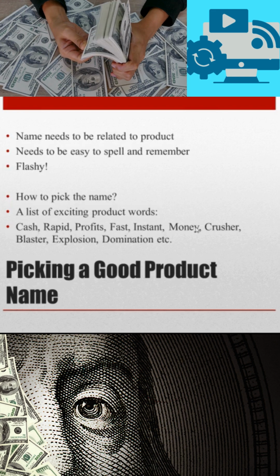Here are some exciting product words that I put together in order to get your minds flowing. These words are always received well by customers, and so if you put some of them into your product name, it gives off the right vibe. The words are cash, rapid, profits, fast, instant, money, crusher, blaster, explosion, domination. If you ever go to the Warrior Forum and check out the Warrior Special Offer subforum, you'll notice that a lot of the products being sold there, known as WSOs, have keywords such as those in the names.